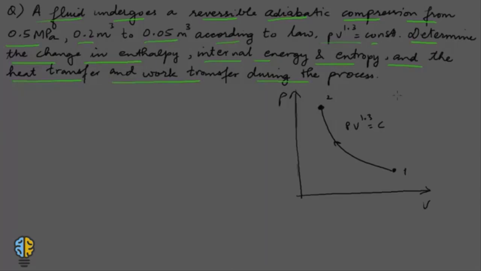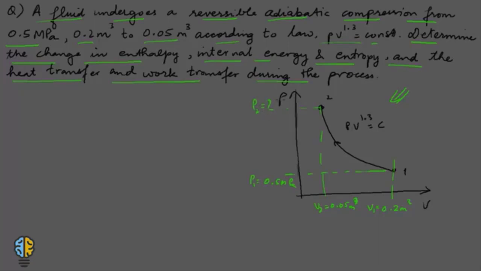Now, this is the diagram to consult, which is a PV plot, and this is compression. So, this is state 1. The volume is 0.2 meter cube, and the pressure is 0.5 megapascals. And so this is V1. V2 is 0.05 meter cube. So there is a reduction in the volume, so it indicates compression. And this is P1. P2 is something we don't know, so let's put a question mark in front of P2.